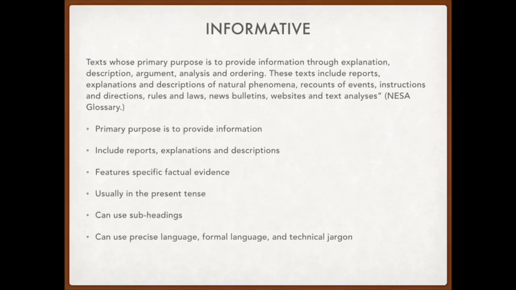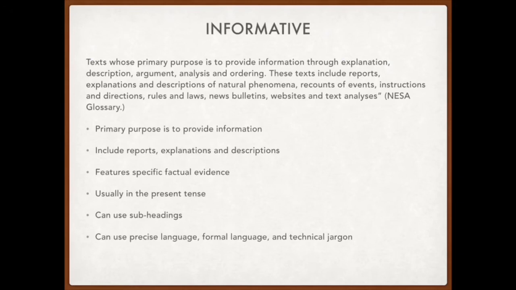So our final text type is informative, and this text type's a little bit strange to see seated here amongst our more traditional English texts. It's usually something we see more of in science or PDHPE. But these are texts whose primary purpose is to provide information through explanation, description, argument, analysis, and ordering. These texts include reports, explanations, and descriptions of natural phenomena, recounts of events, instructions and directions, rules and laws, news bulletins, websites, and text analysis.